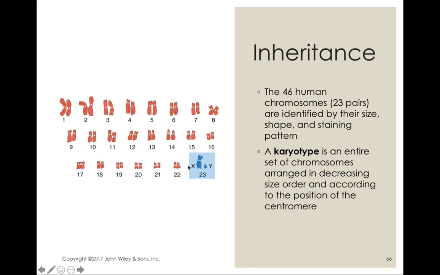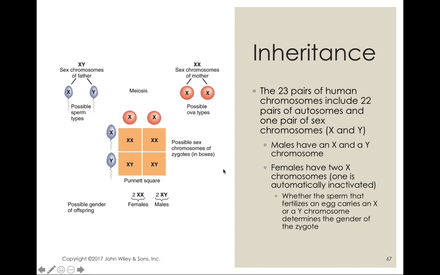That being said, the 23rd set of chromosomes are the sex chromosomes, and their inheritance is going to determine what sex we are. The 23rd pair of chromosomes can either be X or Y. Males will have both an X and a Y chromosome, and females will have two X chromosomes. As I mentioned on the last slide, there are 22 autosomes and a single pair of sex chromosomes. Generally in females, one of the X chromosomes is going to be inactivated. And since males are the only ones that carry the Y chromosome, it's the sperm cell that's going to determine what the sex of the baby is.